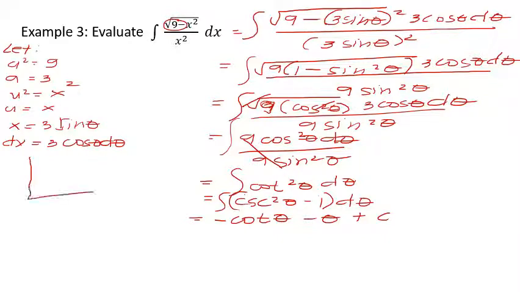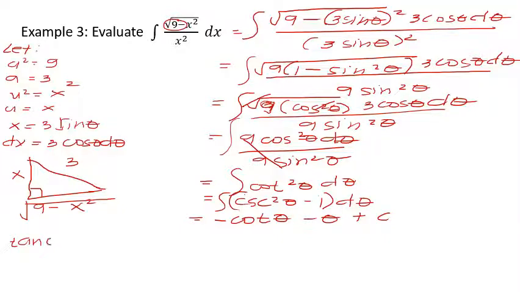So by using your Pythagorean triangle or your functions here, you have sine theta. Sine theta is equal to your opposite over your hypotenuse. Your opposite here is x, your hypotenuse is 3. So the adjacent is the square root of 9 minus x squared. So I need to get the cotangent theta.